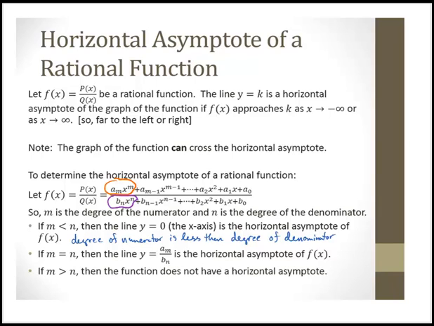If m is greater than n, if the degree of the numerator is greater than the degree of the denominator, we do not get a horizontal asymptote. Because eventually the numerator is having much larger values than the denominator, and so that goes to very large numbers, infinities, negative infinities.